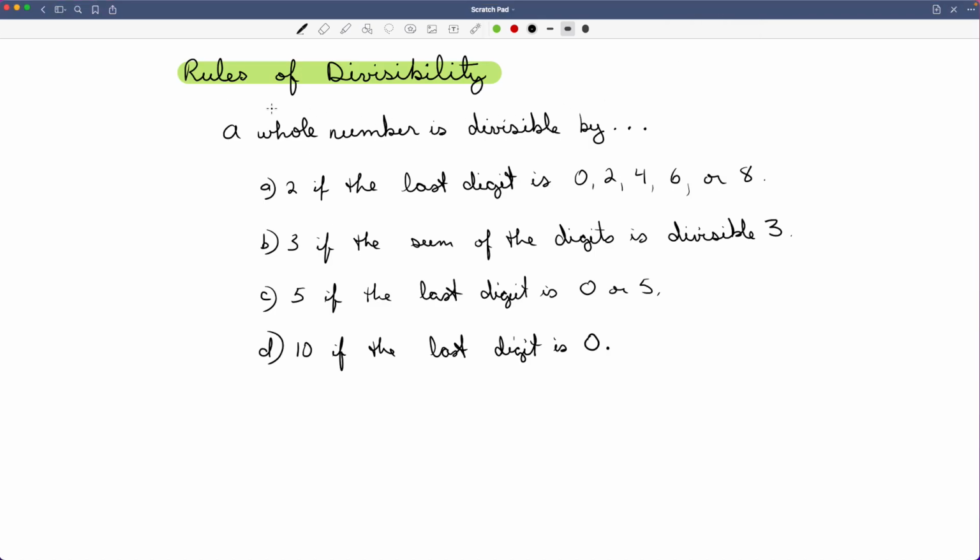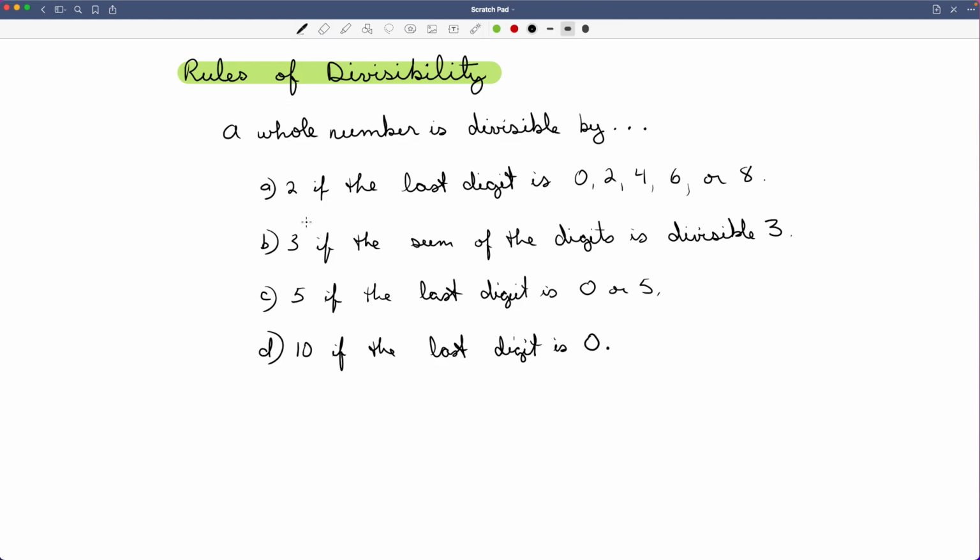All right, so the rules of divisibility, here we go. A whole number is divisible by 2 if the last digit is 0, 2, 4, 6, or 8. So basically, if it's an even number, it is divisible by 2. So for instance, if I had the number 26, I could divide that by 2 and get 13. So 2 times 13 is 26.